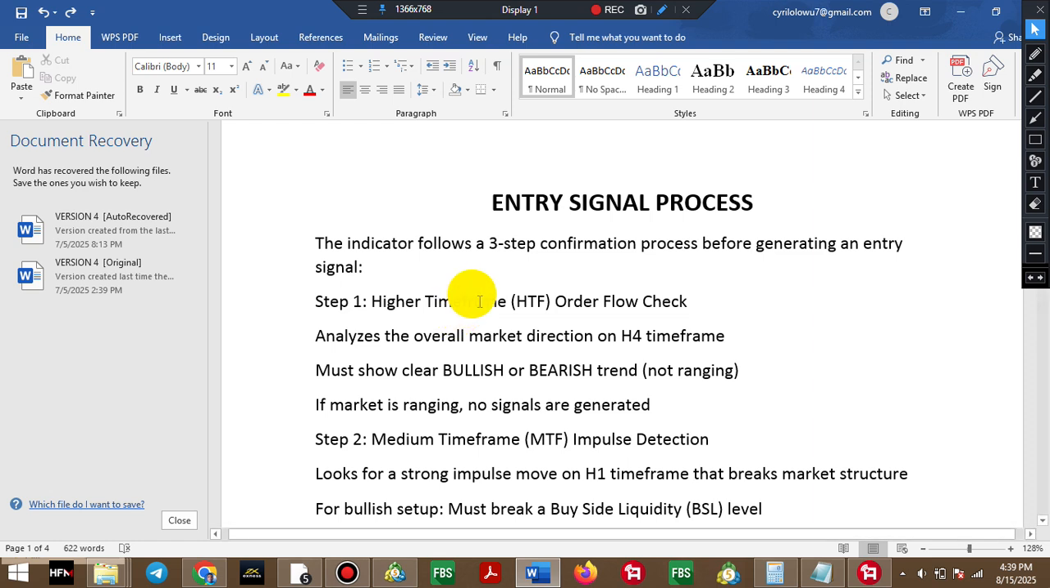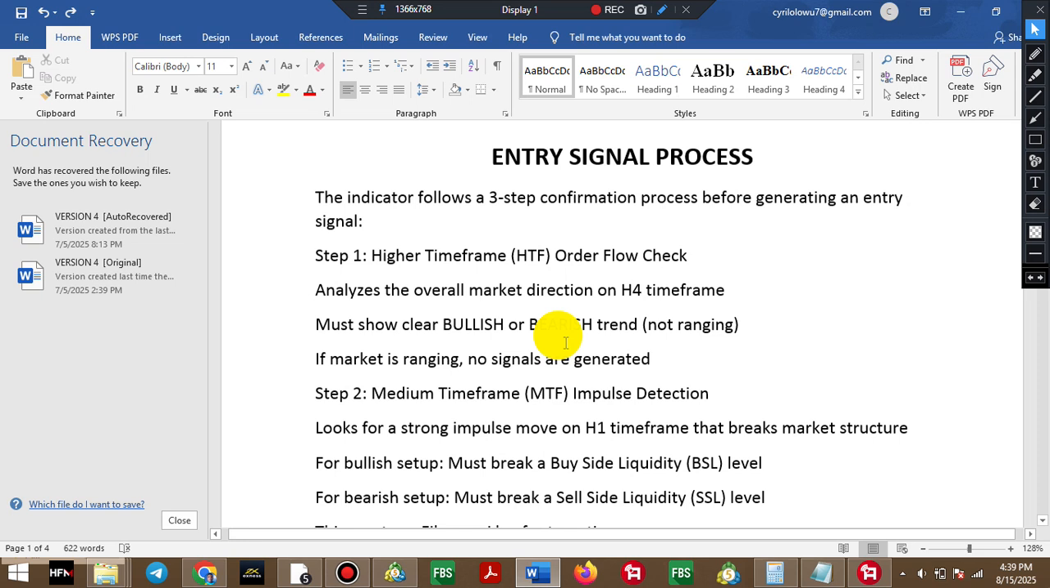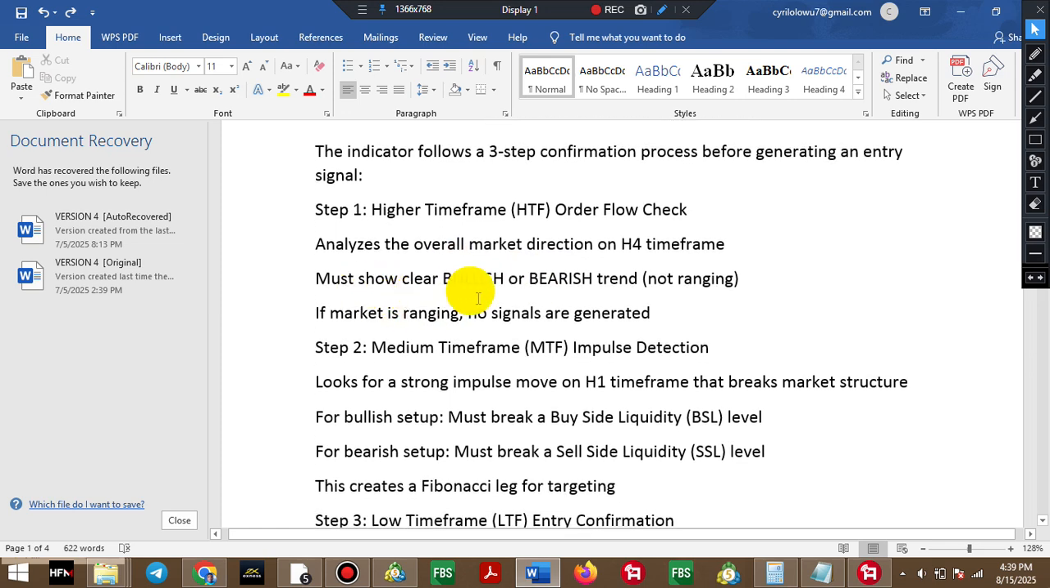So the first thing is it analyzes the overall market direction on any higher time frame you have inputted in the input section. It must show either bullish or bearish. If it is none of this, then it doesn't analyze anything. Are you getting it now? If it is bullish or bearish, it will definitely start analyzing. But if the market is ranging, forget it. It's just going to stay and keep watching until there is a possible or a better move on that particular price. And it works with the current move, not the previous move. Exactly.